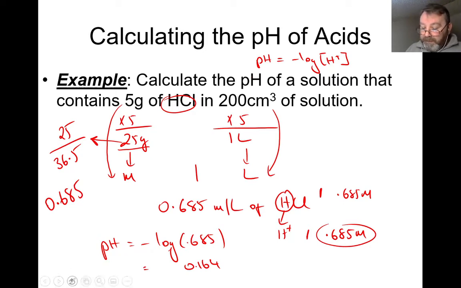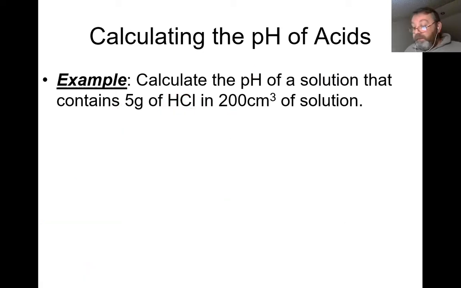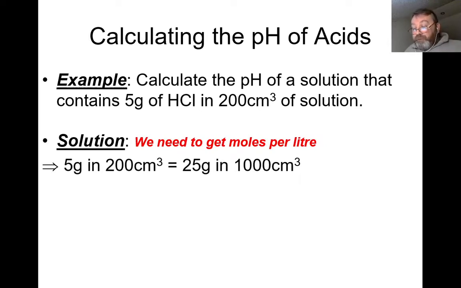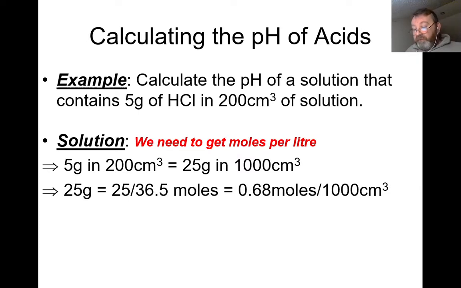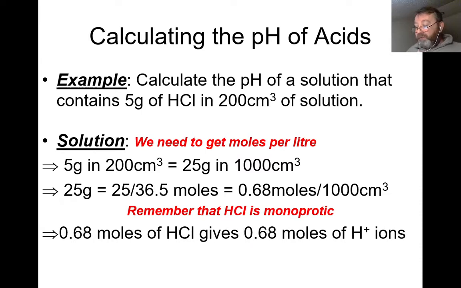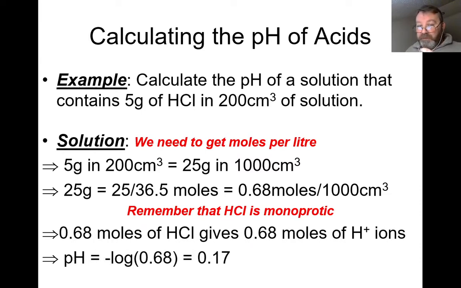Okay. And again, this question here is printed out for you. Moles per litre. So 5 grams in 200 is 25 in 1,000. Turn the grams into moles. So 25 divided by 36.5 gives you the moles per litre. HCl is monoprotic, which means it's a 1-to-1 relationship between the hydrogens and the molecule of the original acid, giving you 0.68 moles of H+, which is then fed into the pH formula to give you your pH of 0.17.